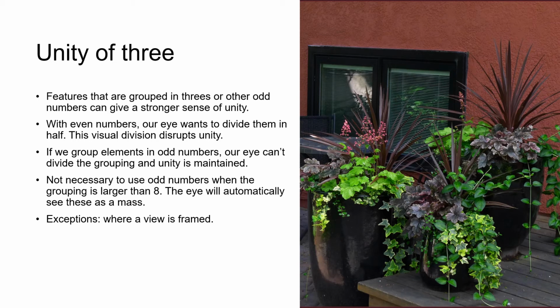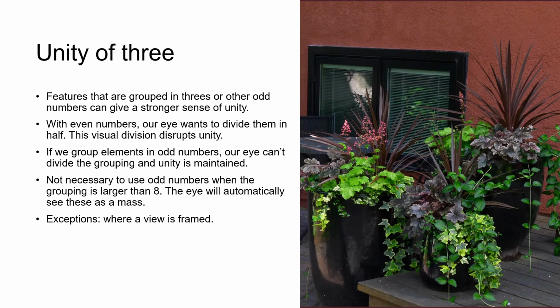Subconsciously, our eyes always look for somewhere to settle. When we plant even numbers, our eye wants to divide those plants in half. But then our eye has nowhere to settle, and our eye goes backwards and forwards between the two plants or the two objects. And this visual division disrupts unity.